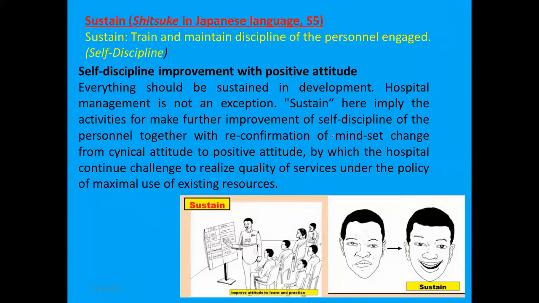Next, the fifth point in the 5S principles is Shitsuke, that is sustain. Sustain means train and maintain discipline of personnel engaged. Means you have to maintain self-discipline.